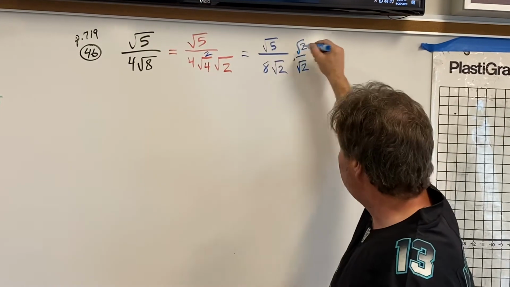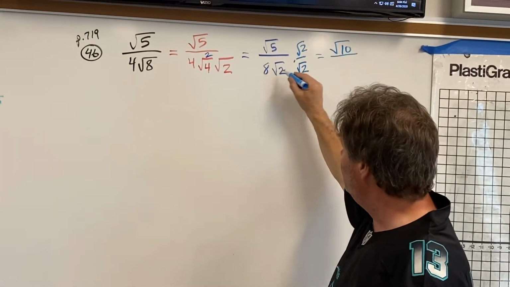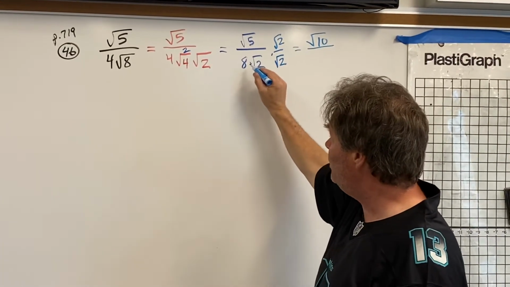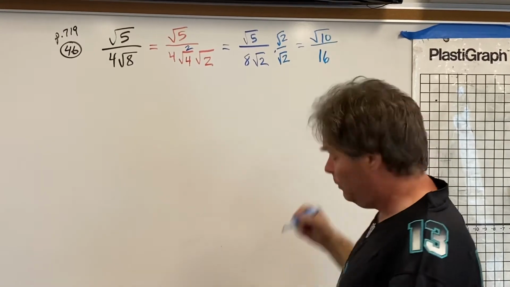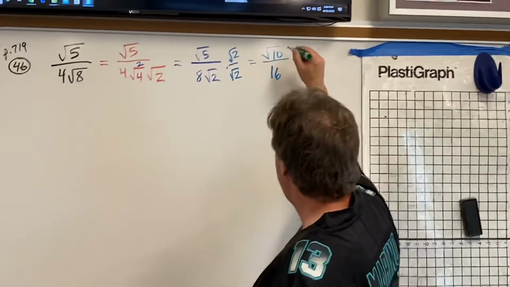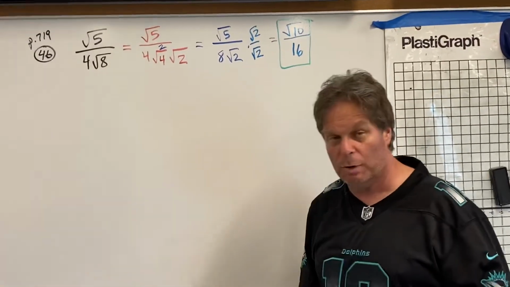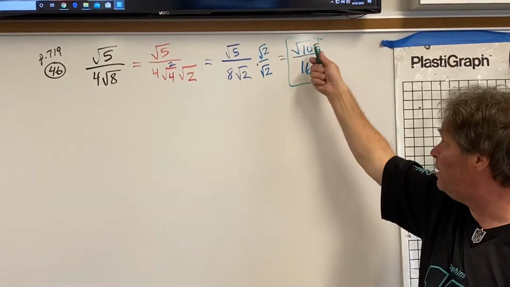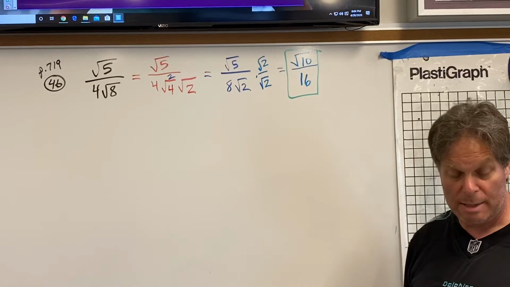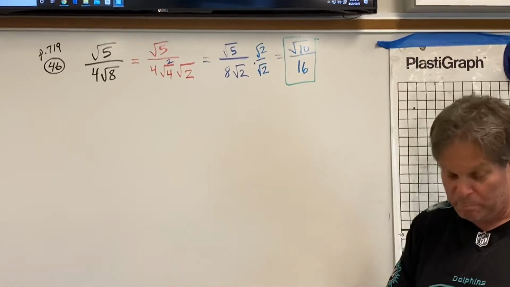That gives us root 5 times root 2 is root 10 on the top over root 2 times root 2 is 2. This is 2 times 8 is 16. So we get root 10 over 16. And that is the actual answer. And the 10 and the 16, even though they have a 2 in common, cannot cancel because the 10 is under a root, the 16 is not under a root. That's the answer. Now, let's do it the harder way, and then you can appreciate why this way is better.